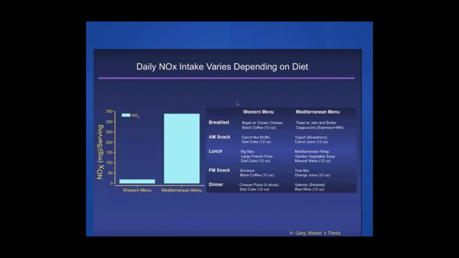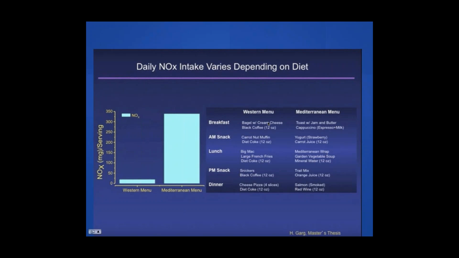So it's interesting when you compare a Western menu with a Mediterranean menu, and you can look at the difference here. The nitric oxide levels in the Western menu are a tiny bit, and then the Mediterranean menu has lots of nitric oxide.